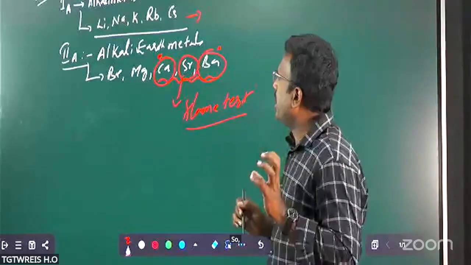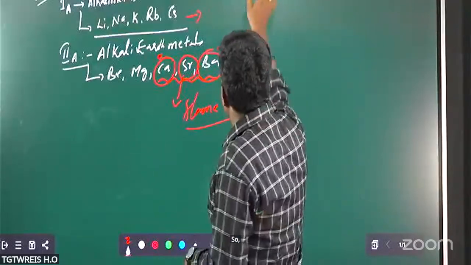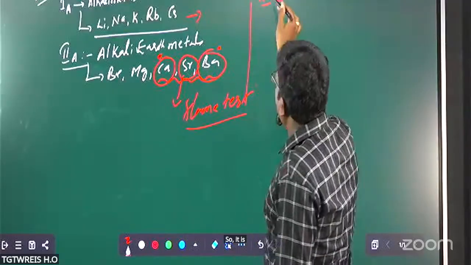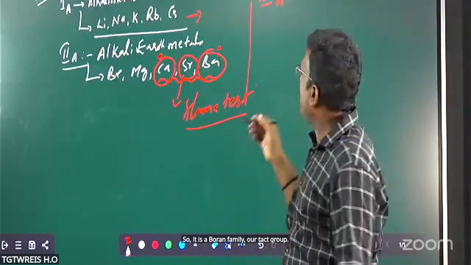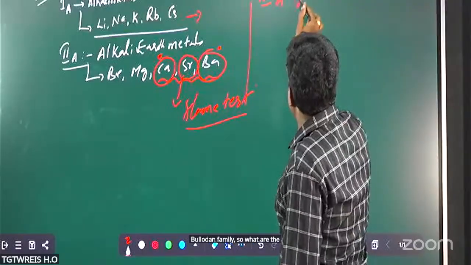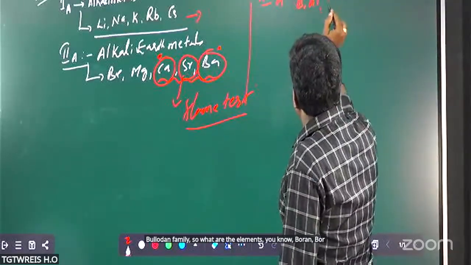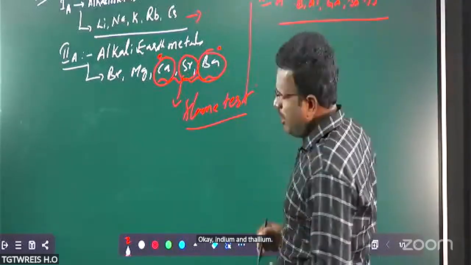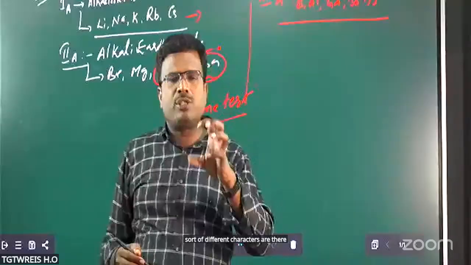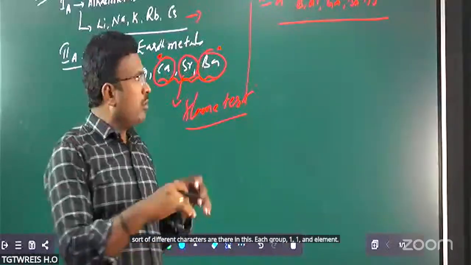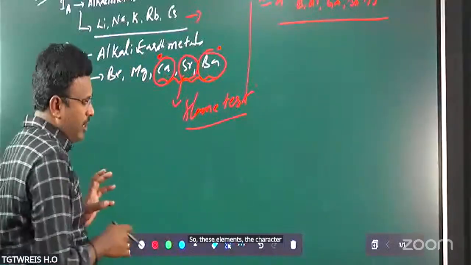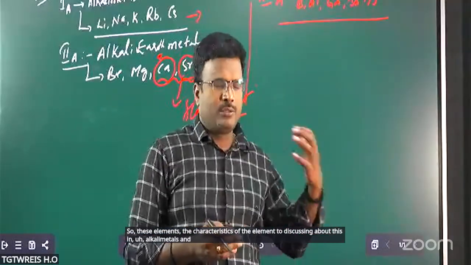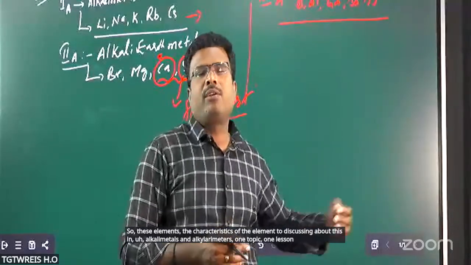Very important. Next is the third A group, the boron family or 13th group. What are the elements? Boron, aluminium, gallium, indium, and thallium. Different characters are there in each group and element. The characteristics of the elements, as in alkali metals and alkaline earth metals, are discussed in one lesson, which is a separate topic.